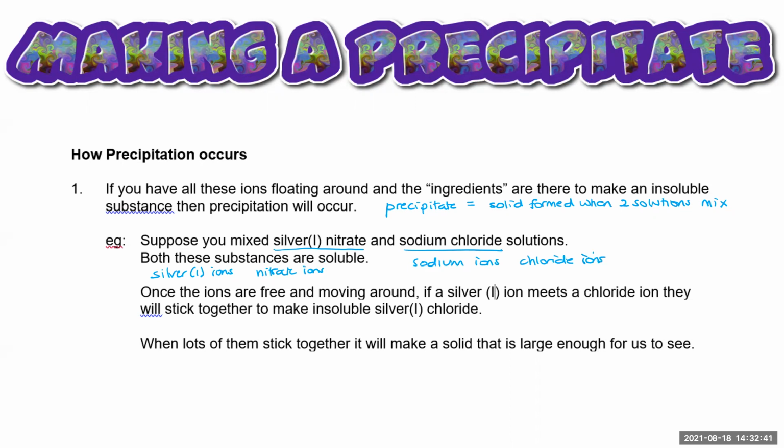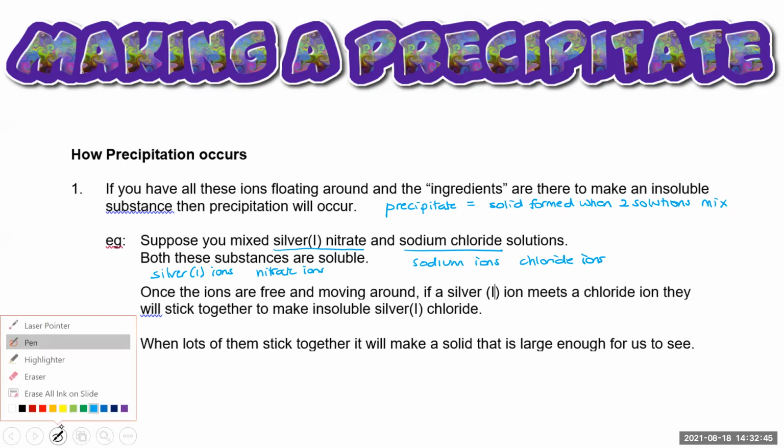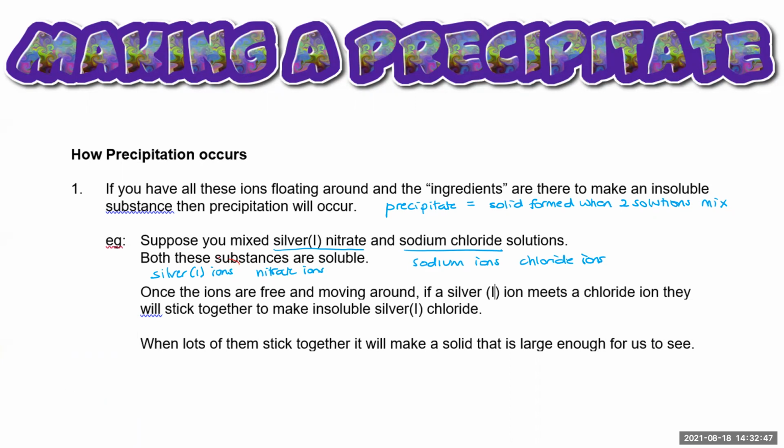Now, because silver 1 chloride is insoluble, if we have a silver 1 ion meet up with a chloride ion, they will clump together. So you'll get your little silver ion here meeting your chloride ion, and they will stick together and not be able to be separated anymore.